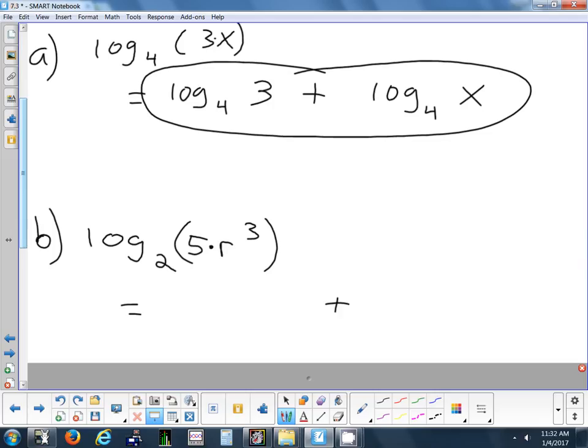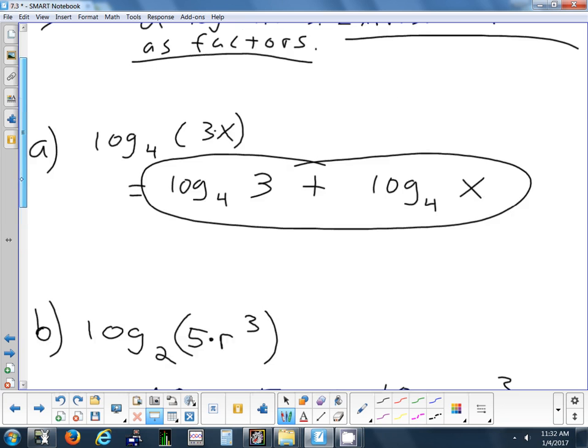Okay, how about, Sam, what's going to be the base when I split it as a sum? Skylar, what's going to be the first argument? 5? And how about the second argument? R to the third. Now, up until now, everything we've done is correct. We just haven't done the last step.